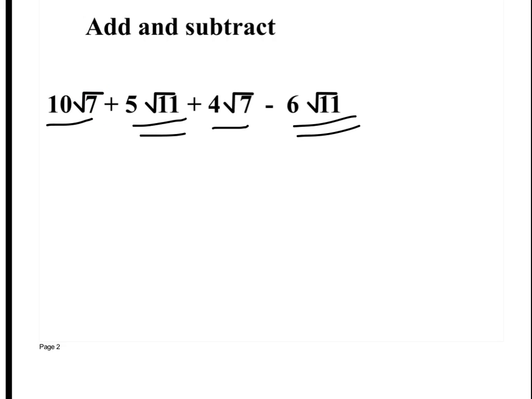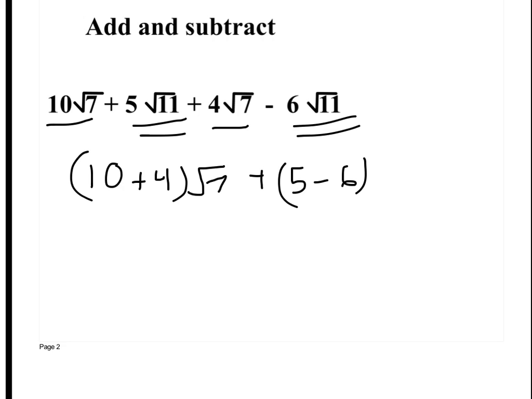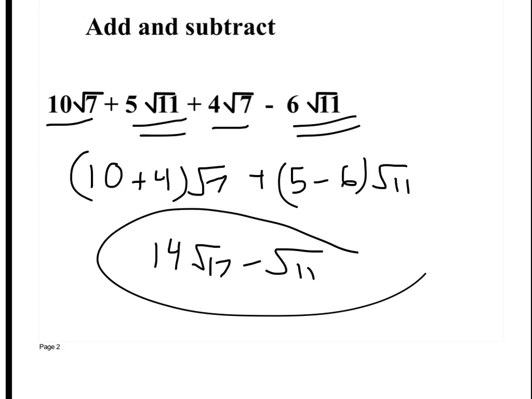All right? So I do 10 plus 4 square root of 7, and then I would do 5 minus 6 square root of 11, which would give me 14 square root of 7 minus square root of 11. There's nothing else I can do to it. I can't simplify anymore, so there's my answer.